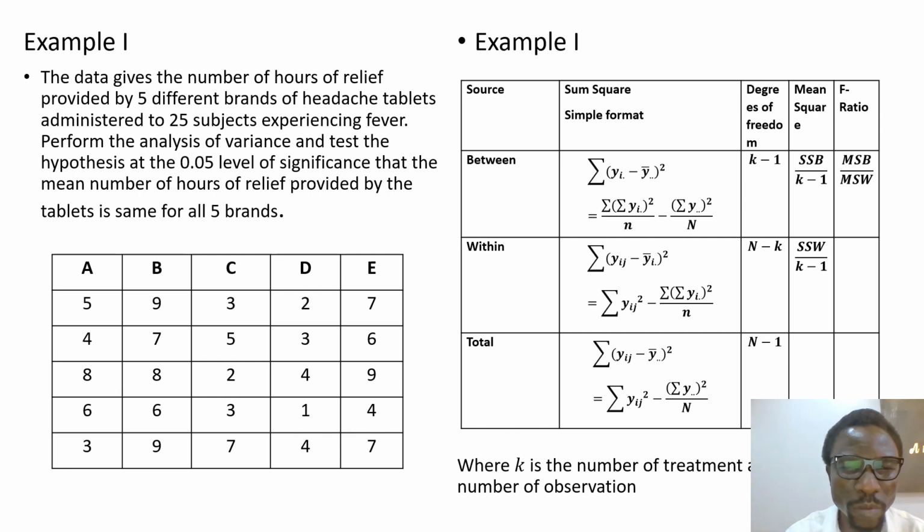I want to quickly look at one of the uses of analysis of variance model, commonly called ANOVA. We have an example that has resulted in data, as described in the example. The data gives the number of hours of relief provided by 5 different brands of headache tablets administered to 25 subjects experiencing fever. So we want to perform the analysis of variance and test the hypothesis at 5% level of significance that the mean number of hours of relief provided by these tablets is the same for all brands.